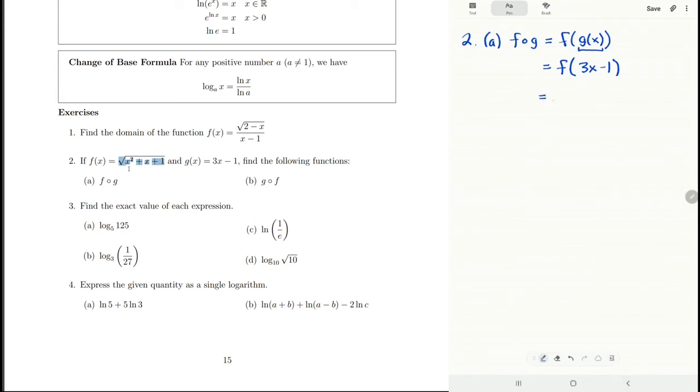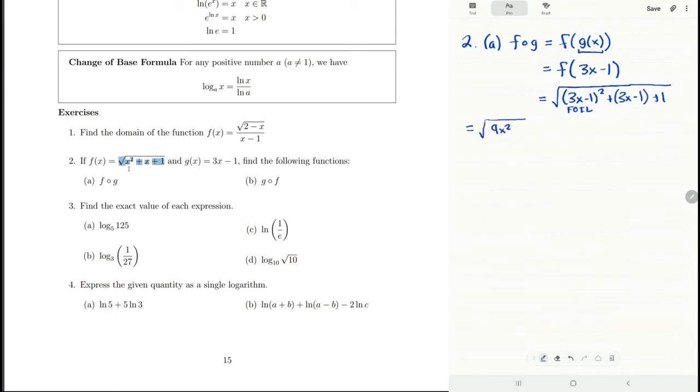So we have that square root of 3x minus 1 squared plus 3x minus 1 plus 1. So now we can simplify our function. So 3x minus 1 squared, we can FOIL. So we end up with 9x squared minus 3x plus 1 plus 3x minus 1 plus 1.